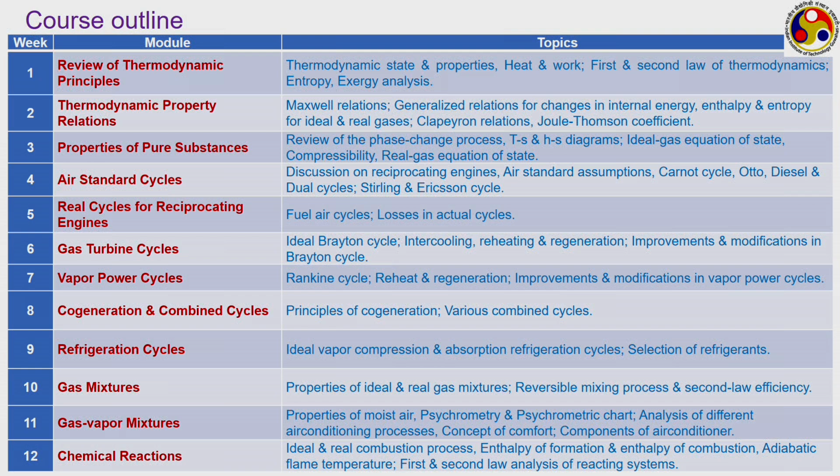So, we shall be talking about the properties of moisture, psychrometry and the psychrometric chart, analysis of different air conditioning processes, the concept of comfort, and a very basic discussion on the components of a standard air conditioner. And finally, I would like to round off with a brief idea on chemical thermodynamics by discussing the combustion process, concepts of enthalpy of formation and enthalpy of combustion, adiabatic flame temperature, and the first and second law analysis of reacting systems.